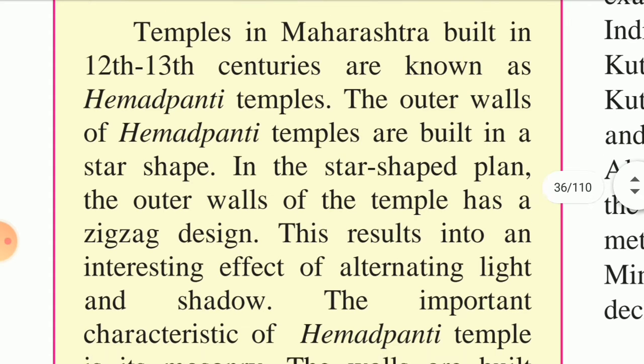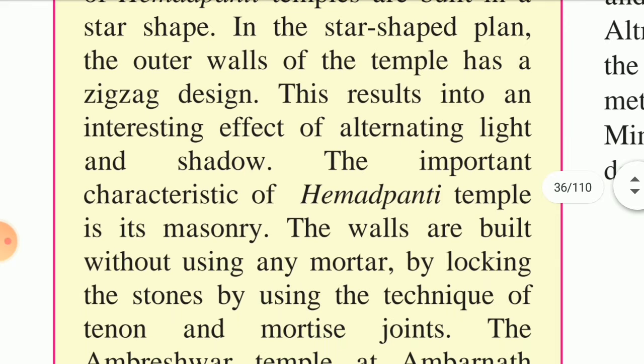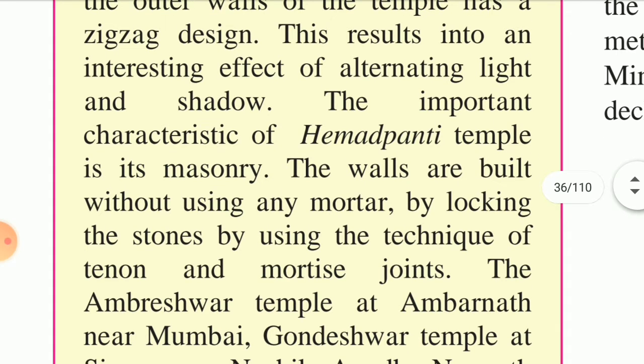This results in an interesting effect of alternating light and shadow. Light falls on the top of the lines, and inside the shadow effect is seen. The important characteristic of Hemadpanthi temples is their masonry. They are built in stone, and therefore the masonry work is very important.